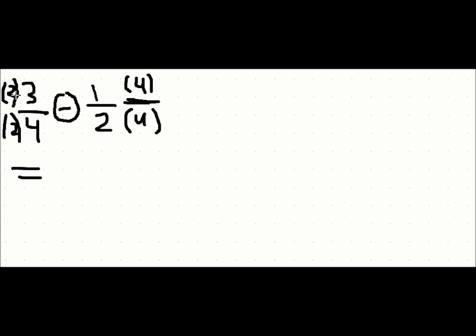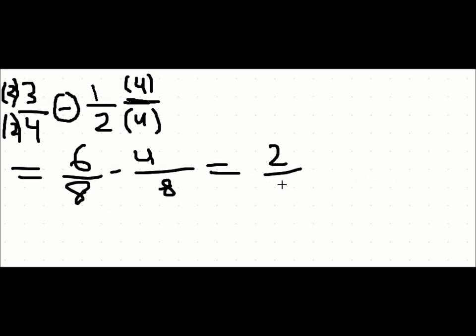So I'm going to see that 2 times 3 is 6, and then 2 times 4 is 8, and then minus, because we have a minus sign here, 4 times 1 is 4, and then 2 times 4 is 8. So now that you have a common denominator, you can subtract 4 from 6, so you have 2 over 8.